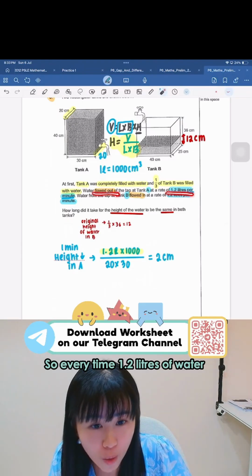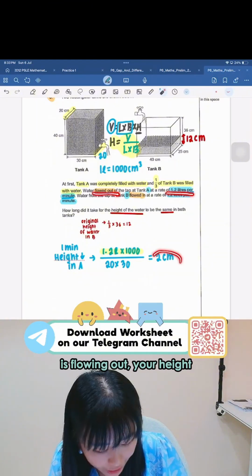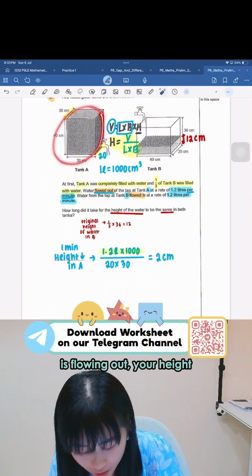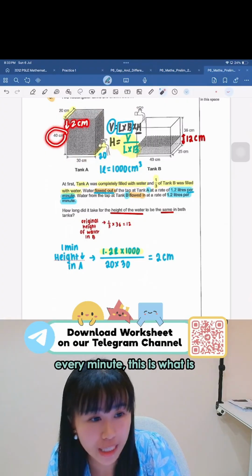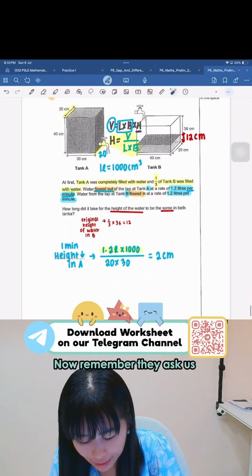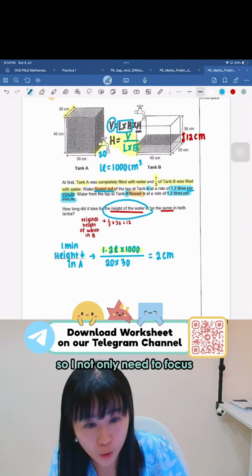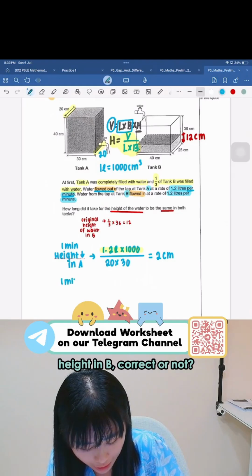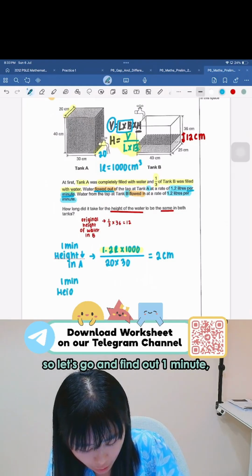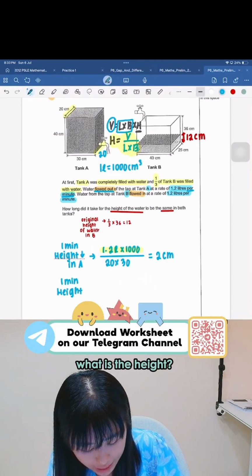So every time 1.2 liters of water is flowing out, your height here, from 40 cm, it will decrease by another 2 cm like this every minute. This is what is happening, okay, everybody? Now, remember, they asked us about the height. So I not only need to focus on the height in A, I also need to focus on the height in B, correct or not? So let's go and find out 1 minute, what is the height?